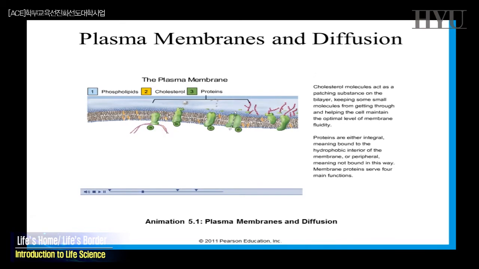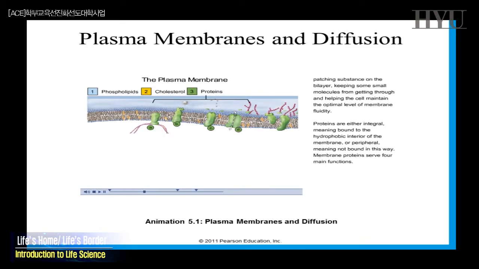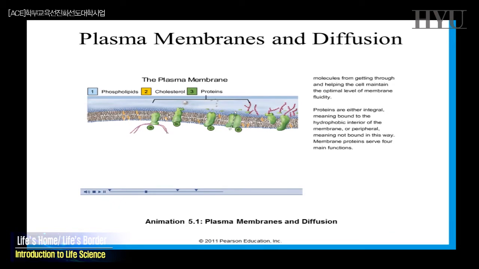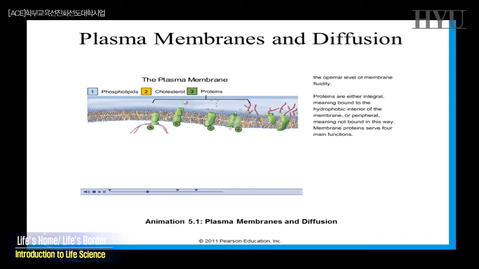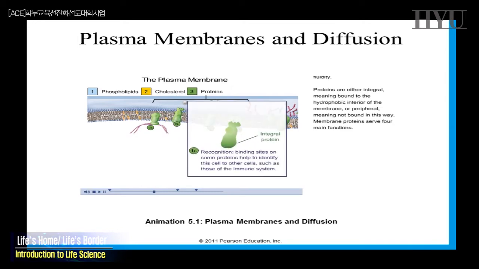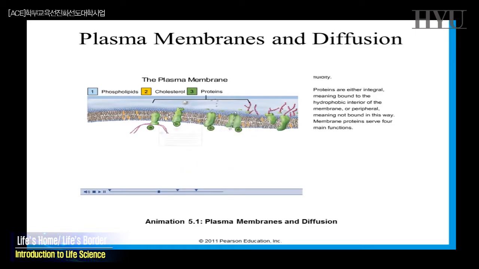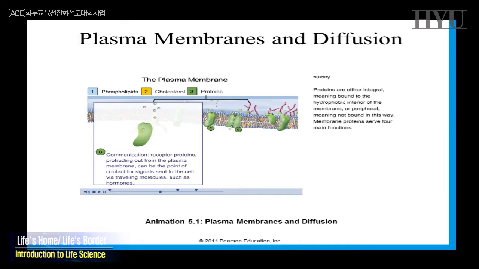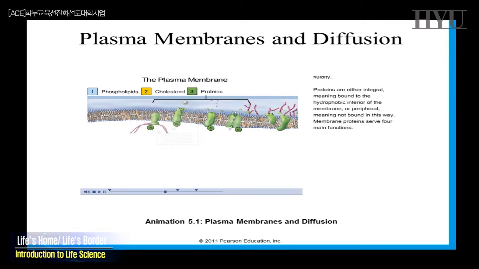Proteins are either integral, meaning bound to the hydrophobic interior of the membrane, or peripheral, meaning not bound in this way. Membrane proteins serve 4 main functions. Structure support. Proteins may be attached to parts of the cell's scaffolding or cytoskeleton. Recognition. Binding sites on some proteins help to identify this cell to other cells, such as those of the immune system. Communication. Receptor proteins protruding out from the plasma membrane can be the point of contact for signals sent to the cell via traveling molecules, such as hormones.